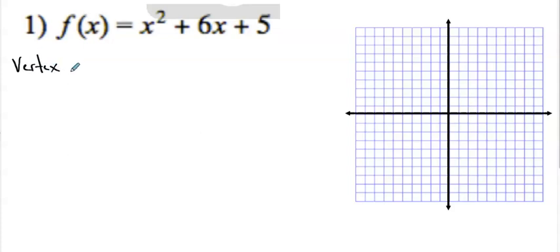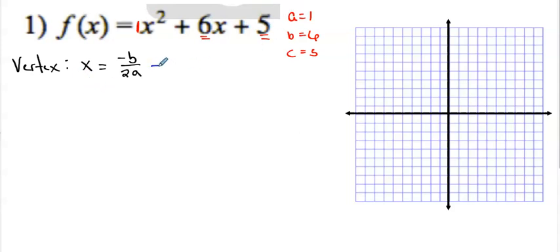What we've learned is that the vertex can be found by giving you the x value only of the vertex, right? This is the negative b over 2a. So there's a little formula for the vertex. So what's your a, what's your b? My a is 1. My b is 6, and my c is 5. So a, b, and c are my coefficients in front of x squared, x, and then my constant 5 at the end.